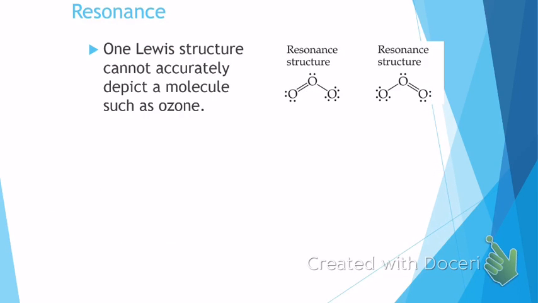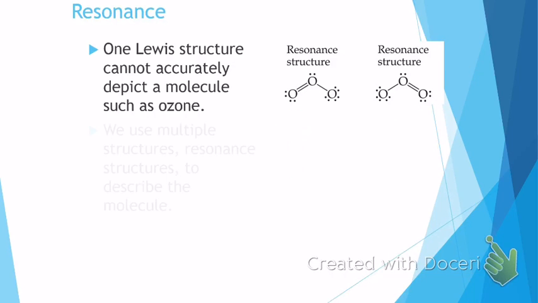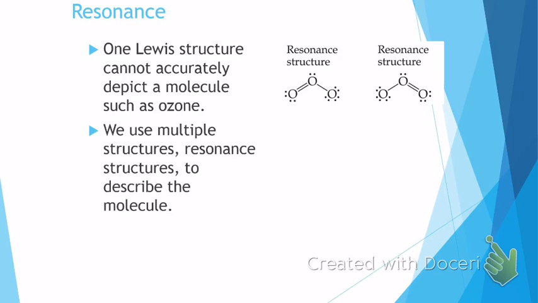Since one Lewis structure doesn't accurately depict what happens, where it would have one short bond and one long bond, in reality they're two bonds of equal length. Instead of being a double bond, it's a 1.5 bond. You have to blend the two together, so we use multiple structures called resonance structures to do this.